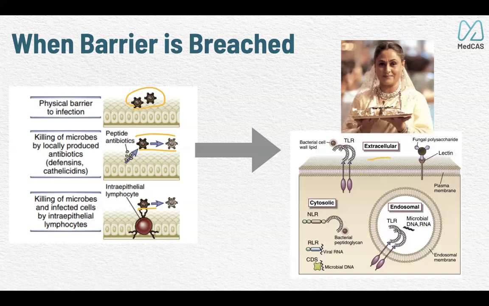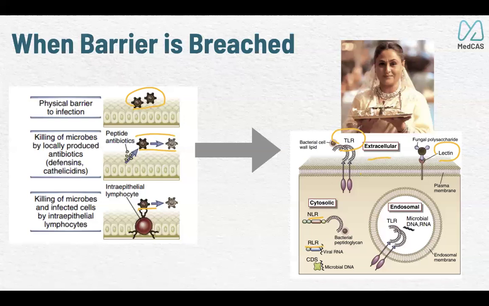If it is extracellular, you have a few TLRs and the lectin receptors. If it is intracellular, you have NOD-like receptors, RIG-like receptors, and certain CDs. And in the endosome also, you have toll-like receptors and all.